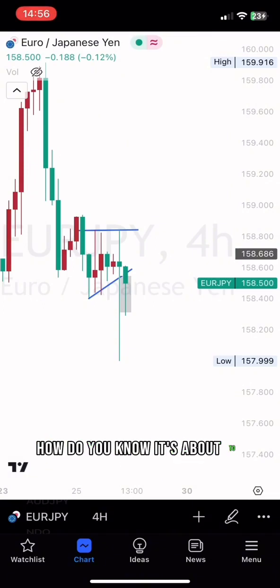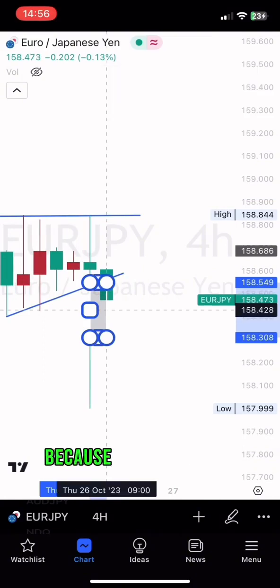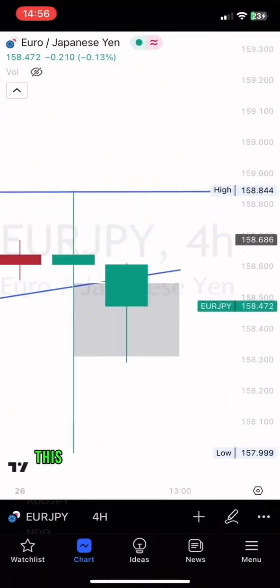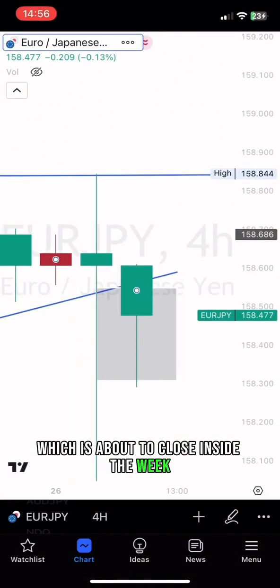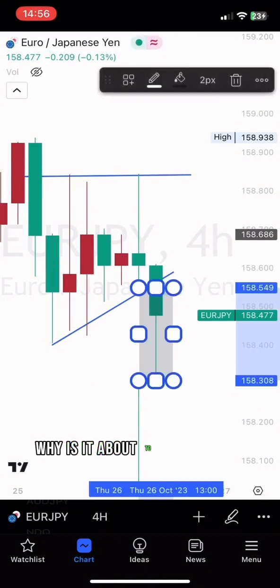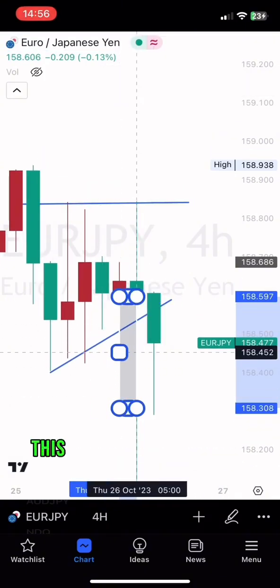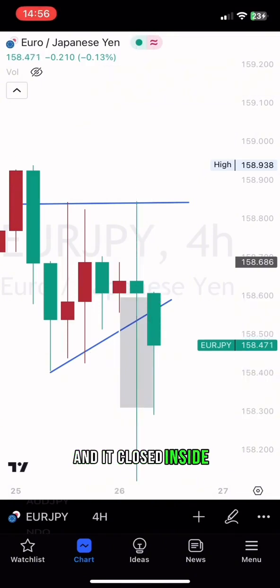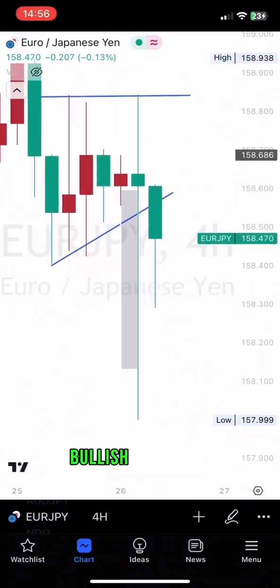How do you know it's about to close inside the trend? Let me zoom in. This is the current week, right? Which is about to close inside the week. Why is it about to close inside the week? Because of this candle. This candle has left a very long wick and it closed inside, indicating very powerful bullish power.